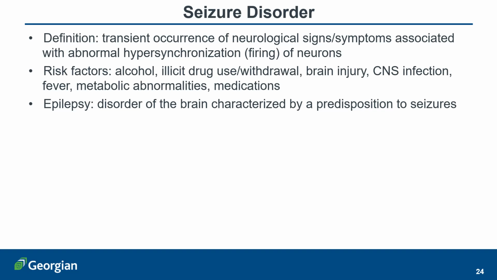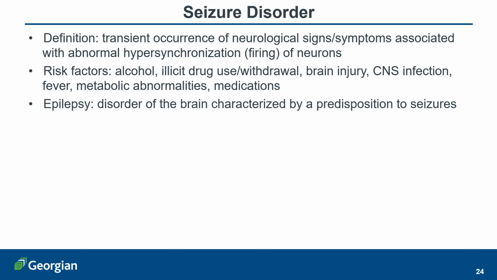The risk factors that can precipitate a seizure include alcohol, illicit drug use or withdrawal, brain injury, a CNS infection such as bacterial meningitis, fever, especially a high fever, various metabolic abnormalities such as metabolic acidosis, and various electrolyte abnormalities, as well as the adverse effects of several medications.